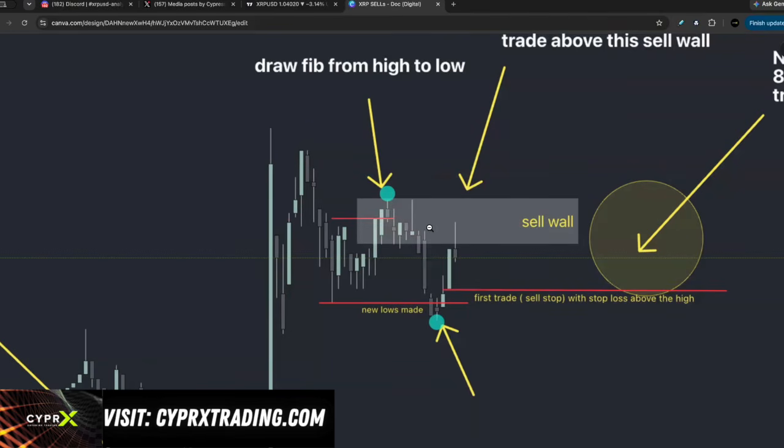If this sell wall starts to break and price starts to trade bullish above it, turning into support, that is going to nix this trade. And you're going to wait for price action to give you other confirmation for other trade ideas. So I said here, for the first trade, I would have placed a sell stop beneath the bullish candlestick.